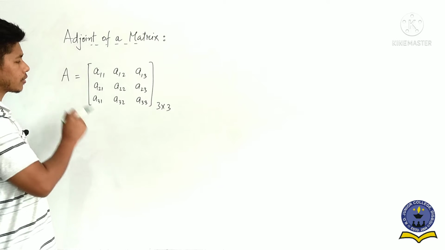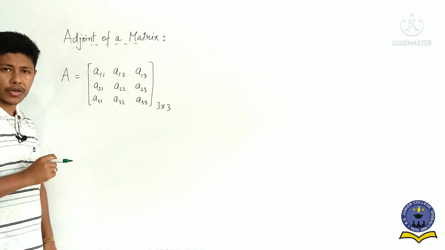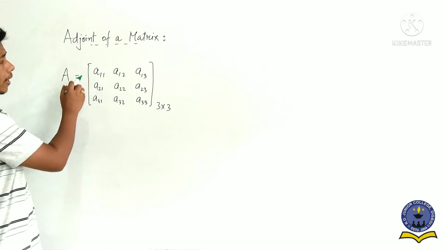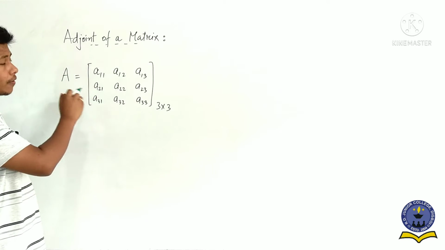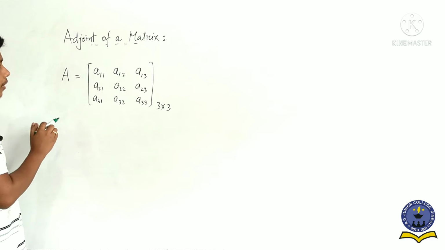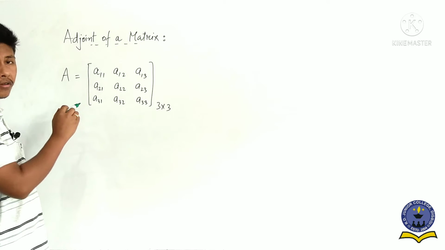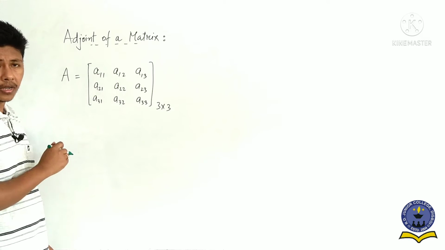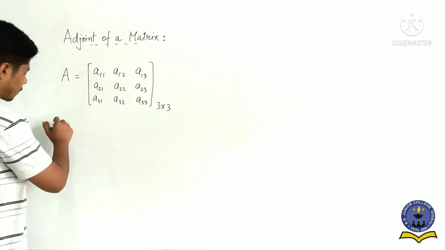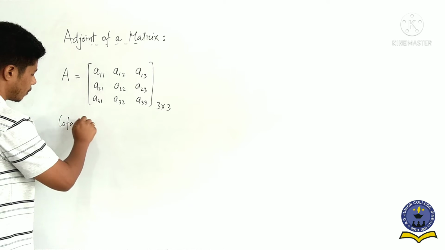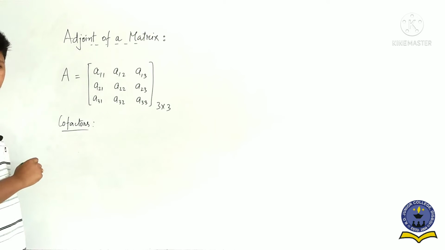If anyone asks you to find the adjoint of this matrix, first of all, what you have to do is find the cofactors for each and every element. Is it clear? I repeat, for adjoint, first we have to find the cofactor of each and every element. So how can we find the cofactors?